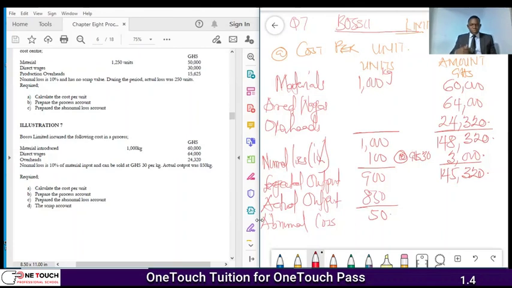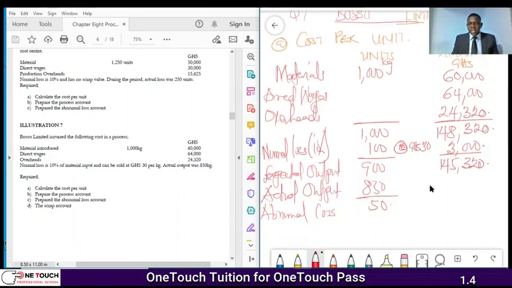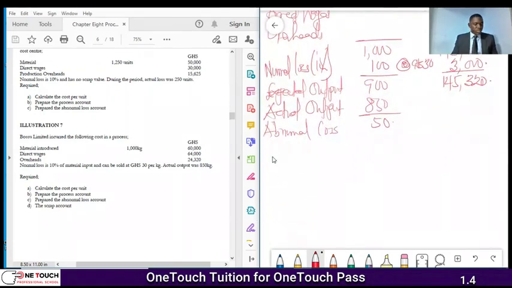Good. So how do we determine the cost per kg of good units? As you have already explained, abnormal losses and abnormal gains are valued at the same average price per unit of the good production. So our cost per unit will be equal to the total cost, or the net cost, which is the 145,320, because we've deducted the scrap value of the normal loss from it.